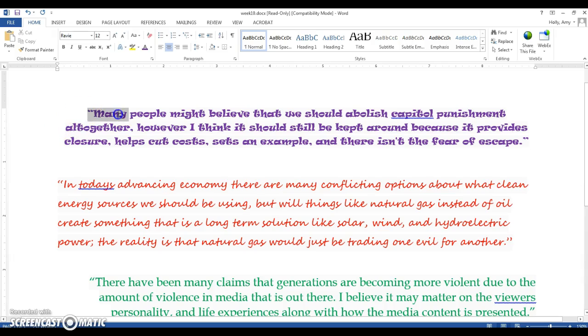So here we have his surprising reversal statement. Many people believe, or many people might believe, that we should abolish capital punishment altogether. So that is the counter argument because his proposal is that capital punishment should be kept around. So again, I'm just kind of questioning some of the wording here, but it's extremely nitpicky at this point.